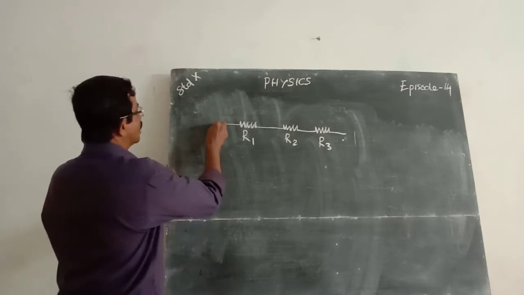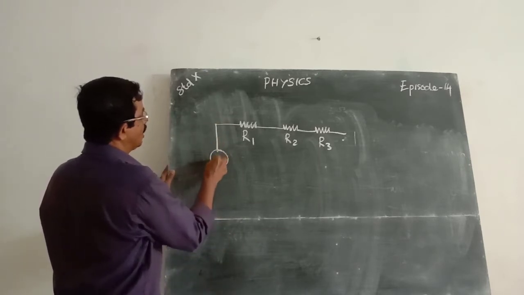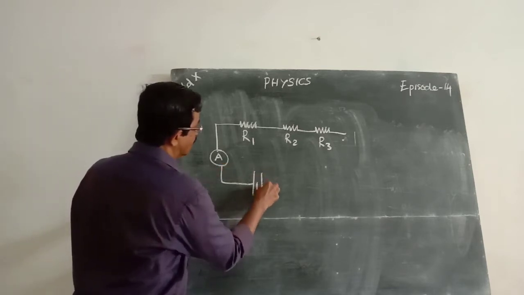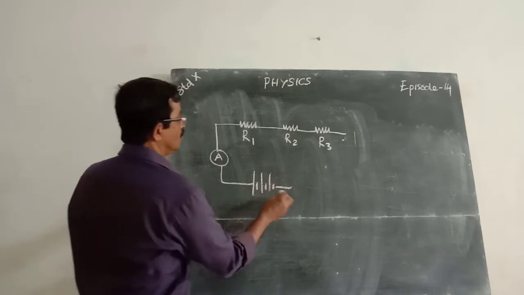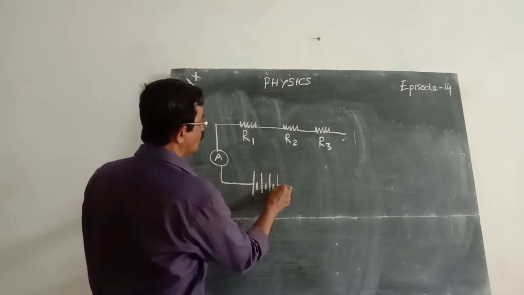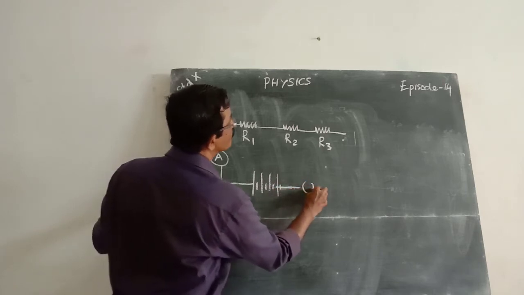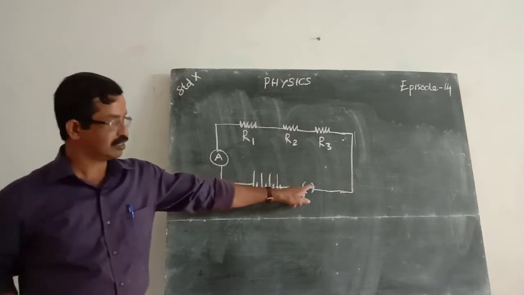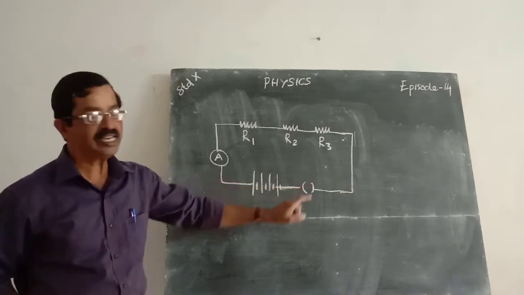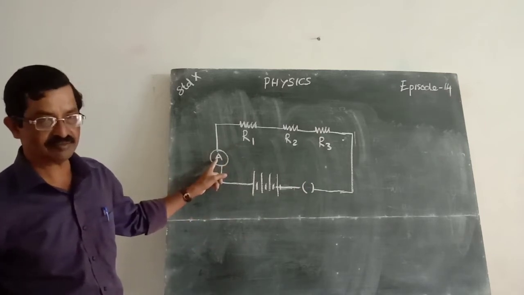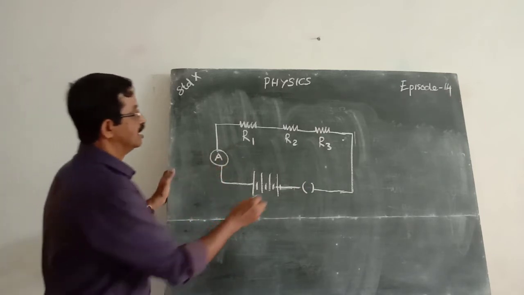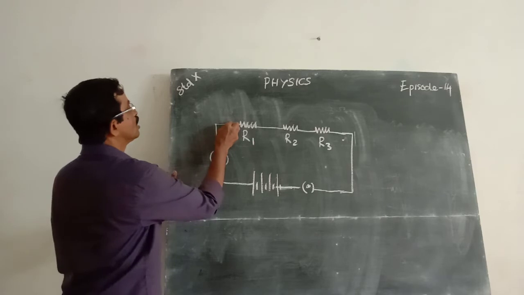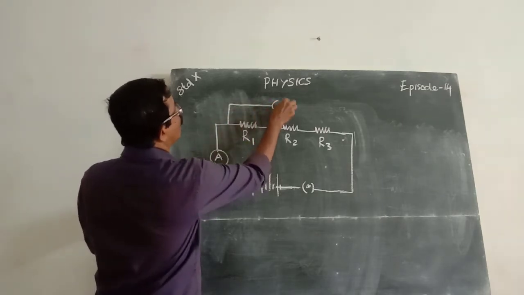Now here we connected an ammeter and a battery. Suppose it be 6 volt, and the key. If we switch on this key, we can get a current to the ammeter. If we insert this plug in here, we get a current in the circuit. Now here we introduce a voltmeter.